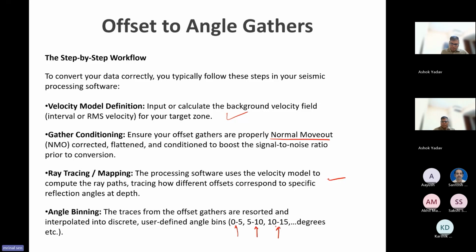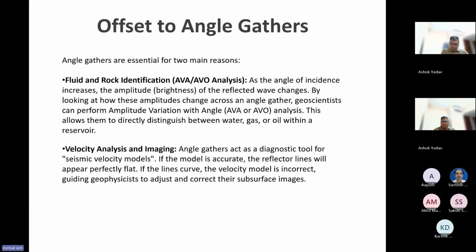So these are the steps to generate angle gathers, and then of course, you can run different kinds of analysis. The reason they are useful is that we can use those for AVA and AVO analysis for fluid and rock identification, because as the angle of incidence changes, the amplitude actually changes depending on the contrast between different layers, and that actually revolutionized the way we were looking at seismic data.